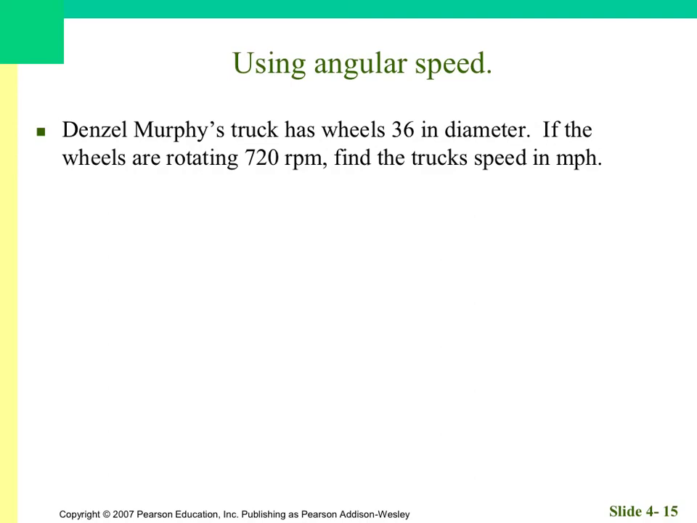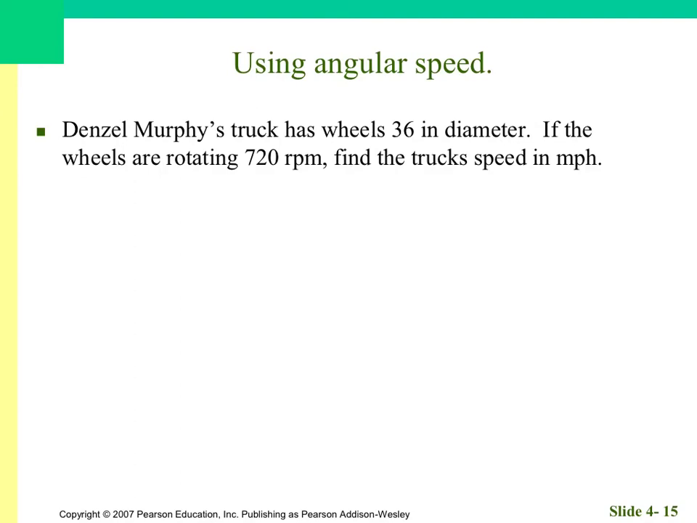Alright. Denzel Murphy's truck has wheels 36 inches in diameter. If the wheels are rotating at 720 revolutions per minute, find the truck speed in miles per hour. Okay, so go ahead and press pause and think about how to set this up. Think about those last two examples that we had, from the review that we did today.